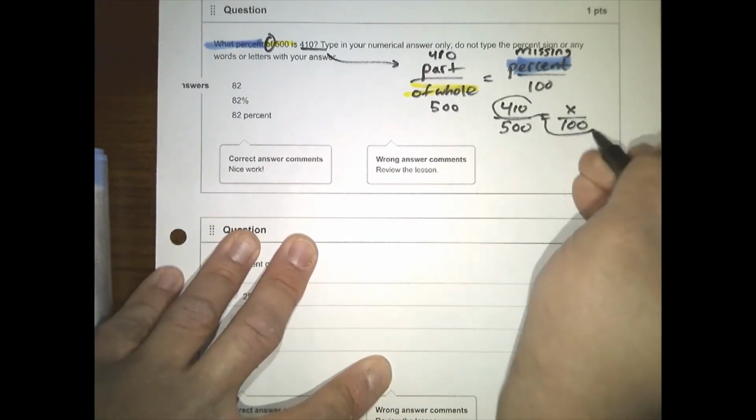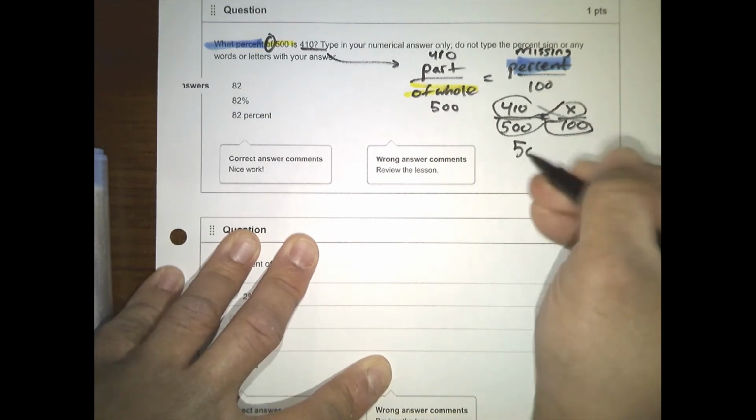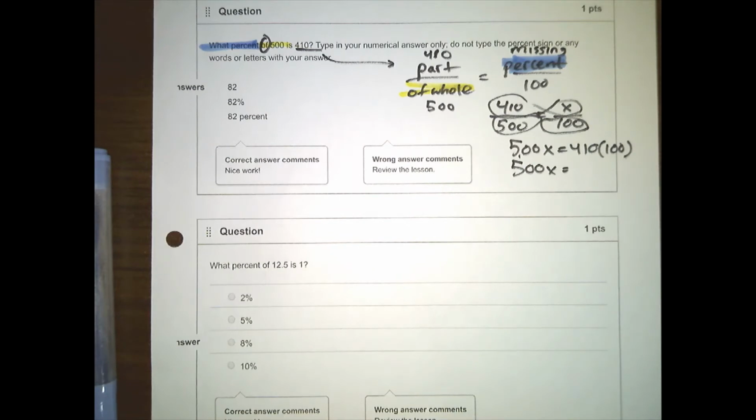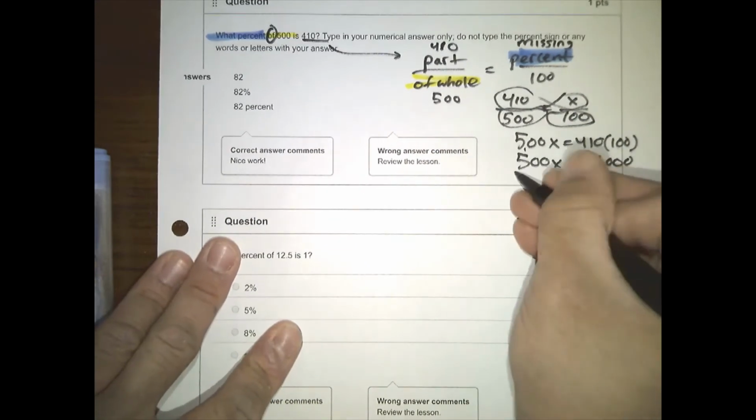So we have 410 out of 500 is x out of 100. I'll cross multiply. So 410 times 100 is 500 times x. So 500x is 410 times 100. So 410 times 100 is going to be 41,000. Then I will divide by 500 on each side. So if I divide 41,000 by 500, I get 82. So this will be 82%.